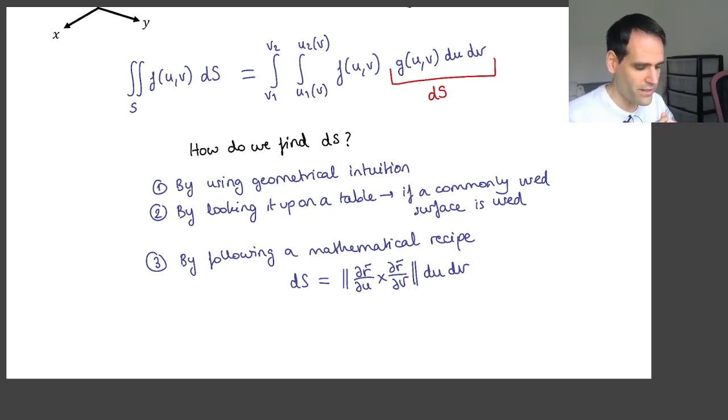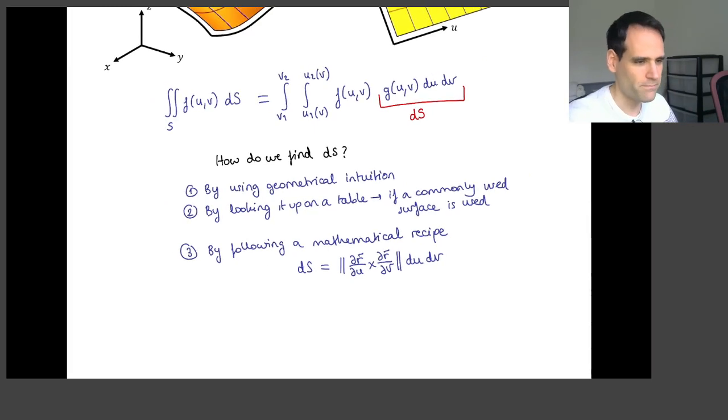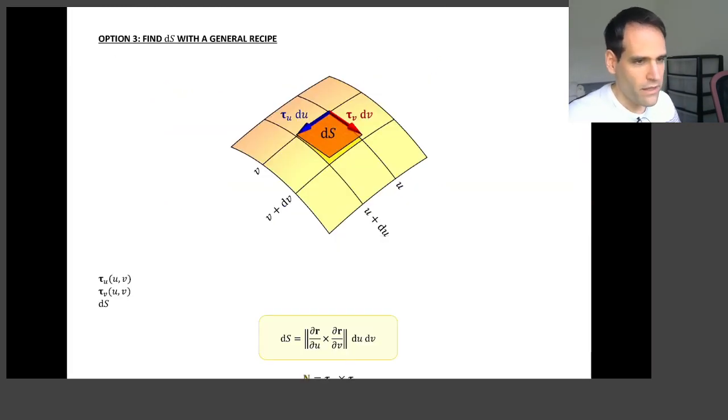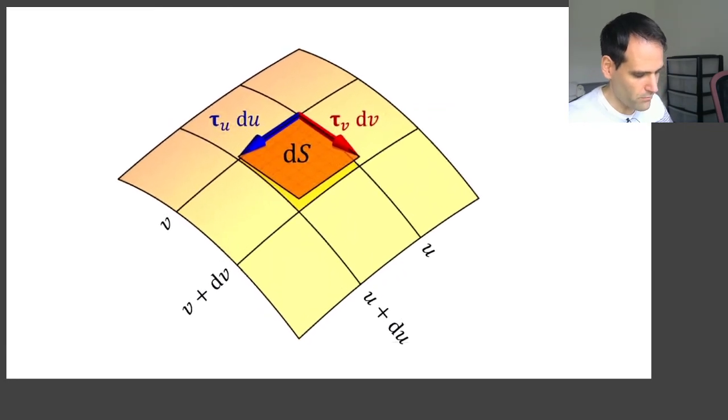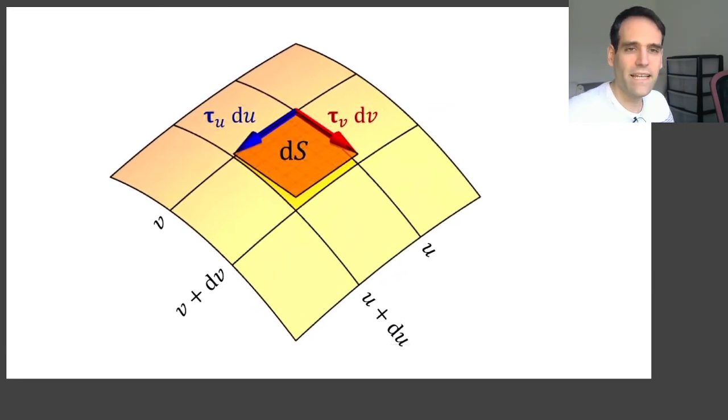And finally, the third, I would say this is the most general method. So if I give you any surface whatsoever, how do you find ds in general? So you follow a mathematical recipe, which I am going to explain now. I made this little figure, which is so small and so simple, but I think it's the best I can do to explain this, okay?